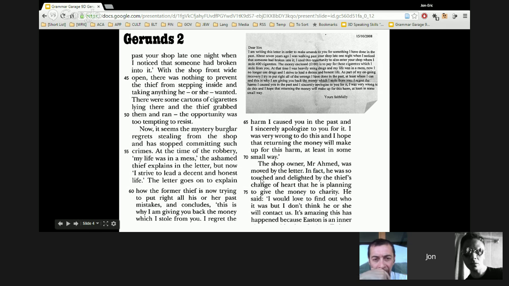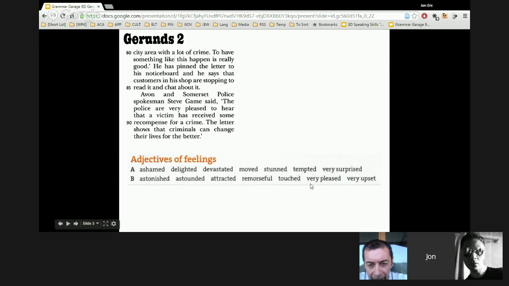The shop owner, Mr. Hamed, was moved by the letter. In fact, he was so touched and delighted by the thief's change of heart that he is planning to give the money to charity. He said, "I would love to find out who it was, but I don't think he or she will contact us. It's amazing this has happened because Easton is an inner city area with a lot of crime. To have something like this happen is really good." He had pinned the letter to his notice board, and he says that customers in his shop are stopping to read it and chat about it.